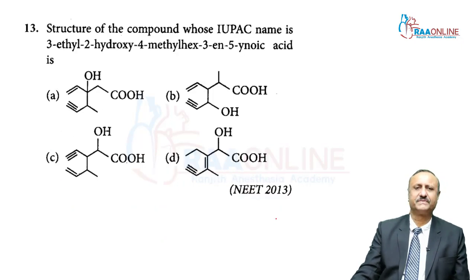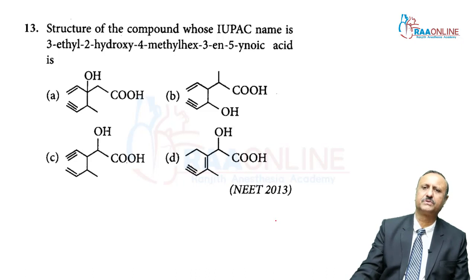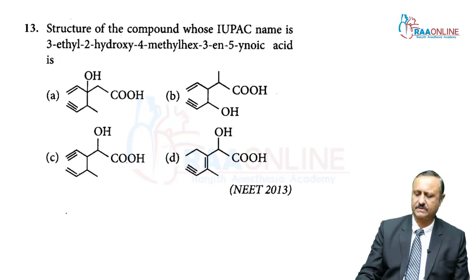Now my dear students, we can see here question number 13. The structure of the compound whose IUPAC name is 3-ethyl-2-hydroxy-4-methylhex-3-en-5-ynoic acid. My dear students, this compound is formed in this way. We can write here concept. Here you can see 3-ethyl-2-hydroxy-4-methylhex, means 6 carbon atoms must be there.